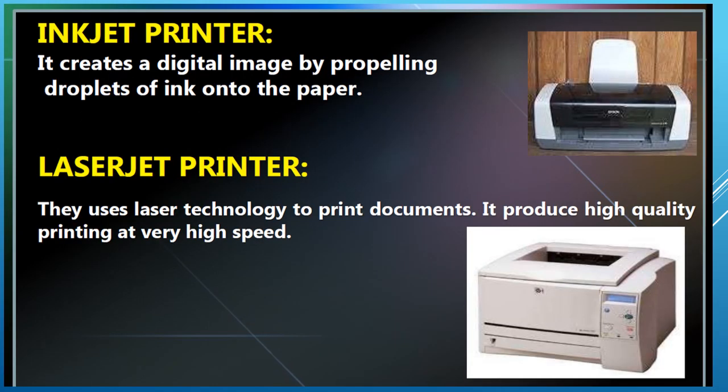Next is the inkjet printer. What is an inkjet printer? It creates digital images by propelling droplets of ink onto the paper. By inserting the droplets of ink, we can create digital images using an inkjet printer. Next is the laser jet printer. It uses laser technology to print the document. It produces high quality printing at very high speed.